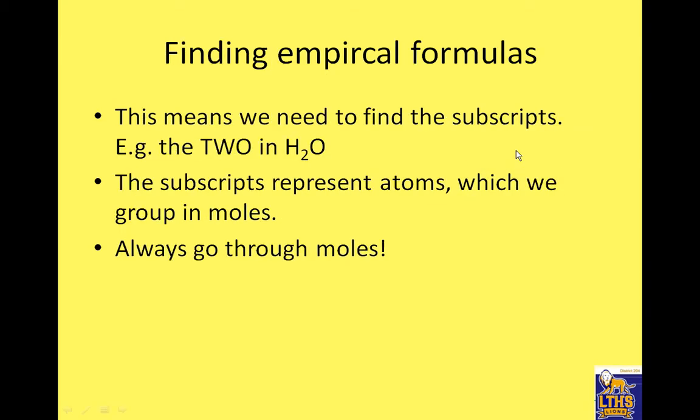Well, you need to find the subscripts. So we need to find out this is a 2 and this is a 1. How do we do that? Well, each of these subscripts represents atoms. But instead of counting 2 atoms and 1 atom of oxygen, we can say 2 moles of hydrogen and 1 mole of oxygen. So moles can be our key to figuring out empirical formula. So the key is always go through moles.